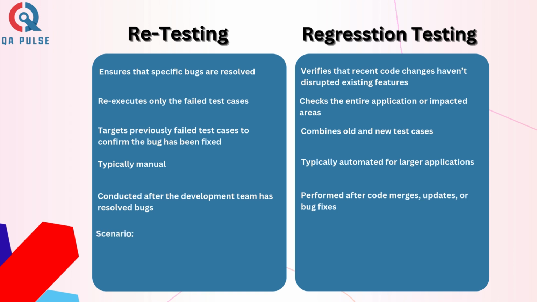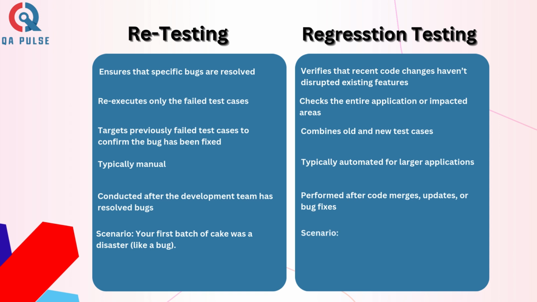Now I will give you an example. Imagine your software is like a party house. Your first guests, who are the testers, find out that the cake tasted like cardboard. You went back to the kitchen, made another one, and now you are tasting it again. Retesting is about verifying if the specific bug has been fixed. You only focus on that cake. That means only specific test cases.